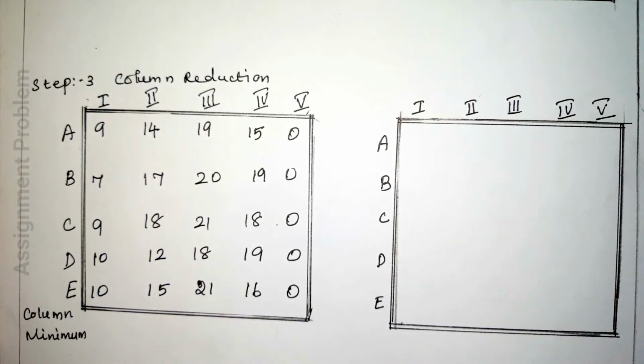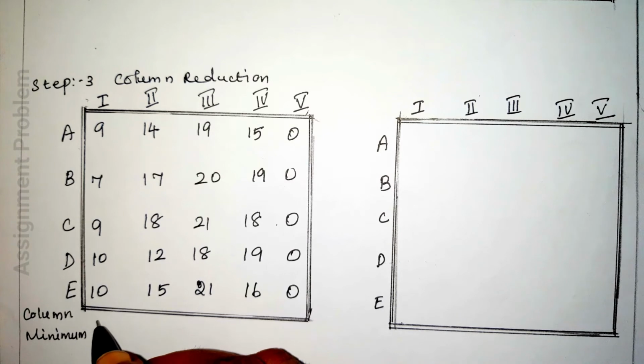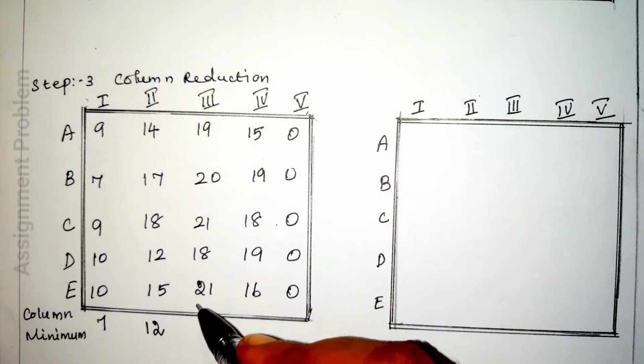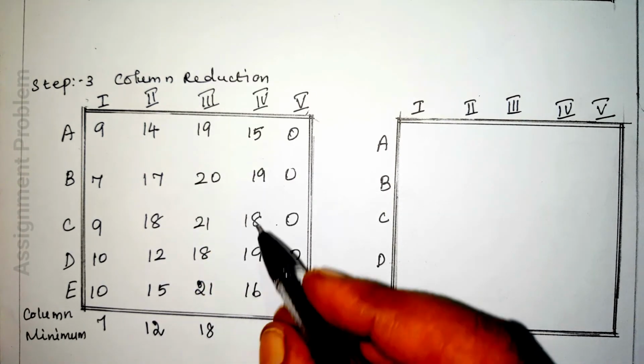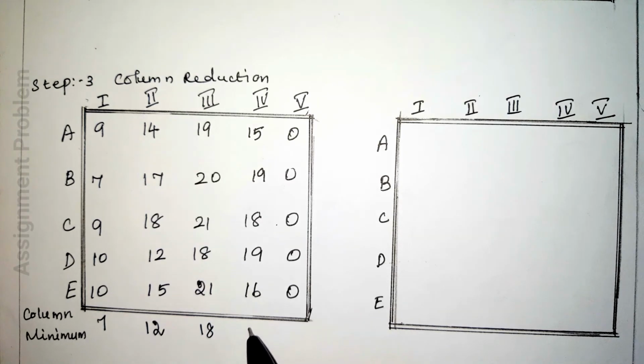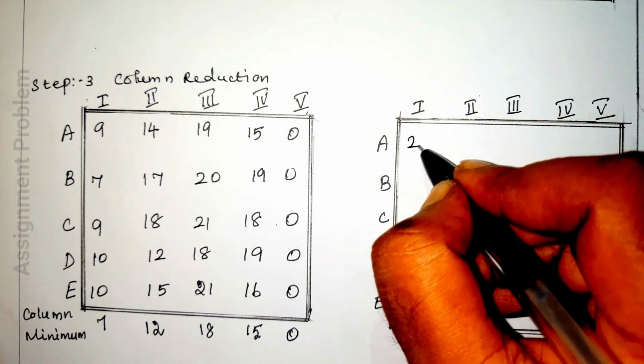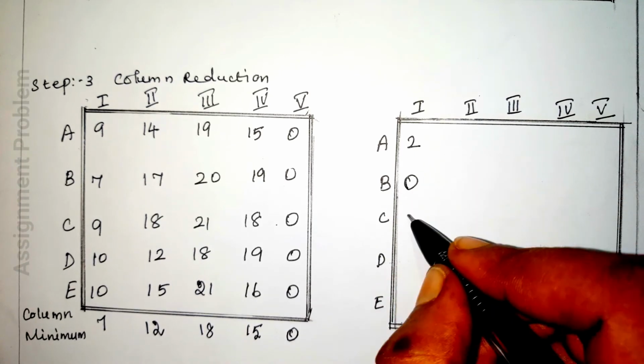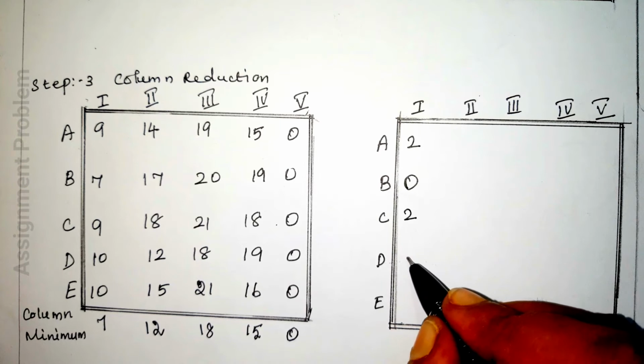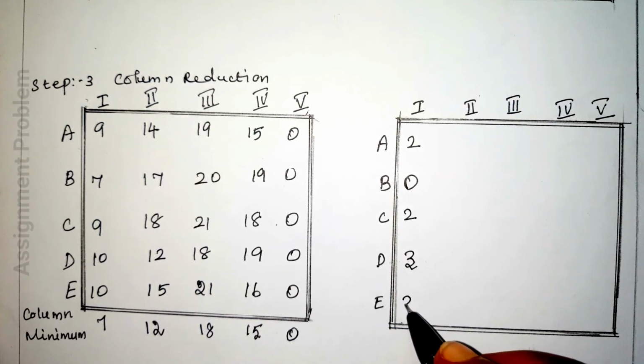Step 3 is column reduction. Select the least element from each column and subtract it from all the elements in that column. In the first column, the least number is 7. The second column, the least number is 12. In the third column, the least number is 18. Fourth column, the least number is 15. Fifth column, the least number is 0. Now the first column: 9 minus 7 is 2. 7 minus 7, 0. 9 minus 7 is 2. 10 minus 7, 3. 10 minus 7 is 3.